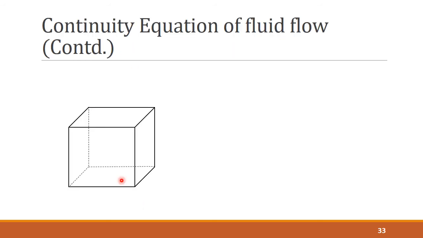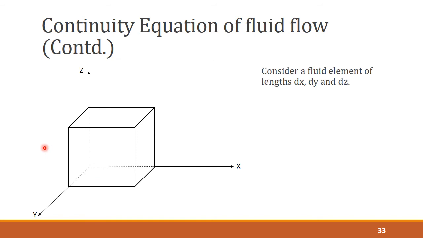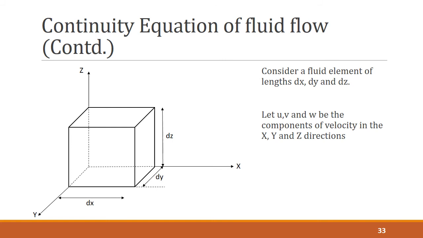So let us consider a fluid element. Let this be a fluid element, a cuboid shaped fluid element. These are the coordinates or the axis of the fluid element. I have drawn the x-axis, y-axis and z-axis on the fluid element denoting the direction of flow. Consider a fluid element of lengths dx, dy and dz. So these are the lengths dx in the x direction, dy in the y direction and dz in the z direction. So the volume of the fluid element would be dx, dy, dz. Let u, v and w be the components of velocity in the x, y and z directions.